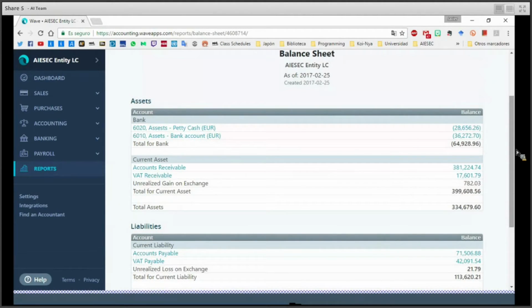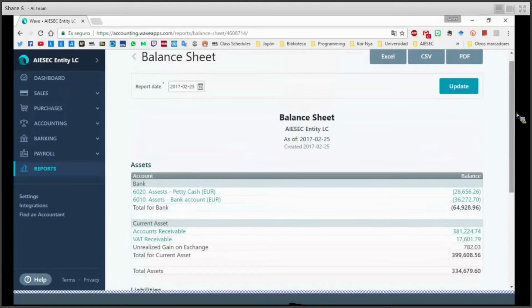This document also refers to a specific date. So in this case, for example, the date is the 25th of February of 2017. A balance sheet is also called a snapshot of your entity, of your LC, because it shows the specific situation at one specific moment.